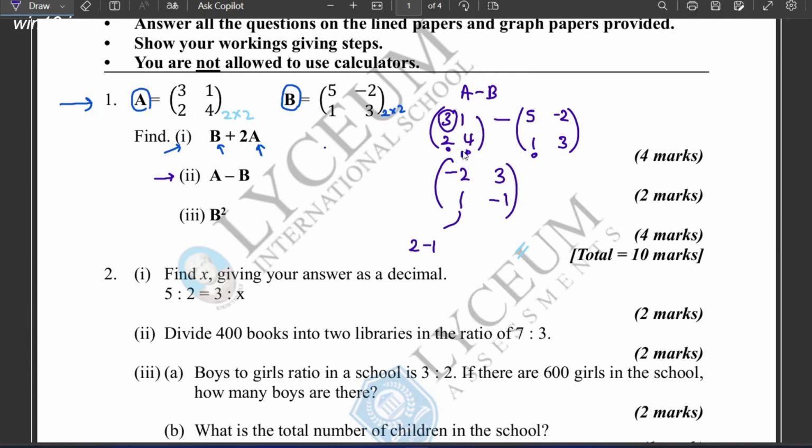And this one, 4 minus 3. That should be plus 1, no? 4 minus 3, that should be plus 1. This one is minus 2, 3 minus 5, minus 2. 1 minus minus 2, this is 1 plus 2, so 3. Okay. So this is the answer for the second part.